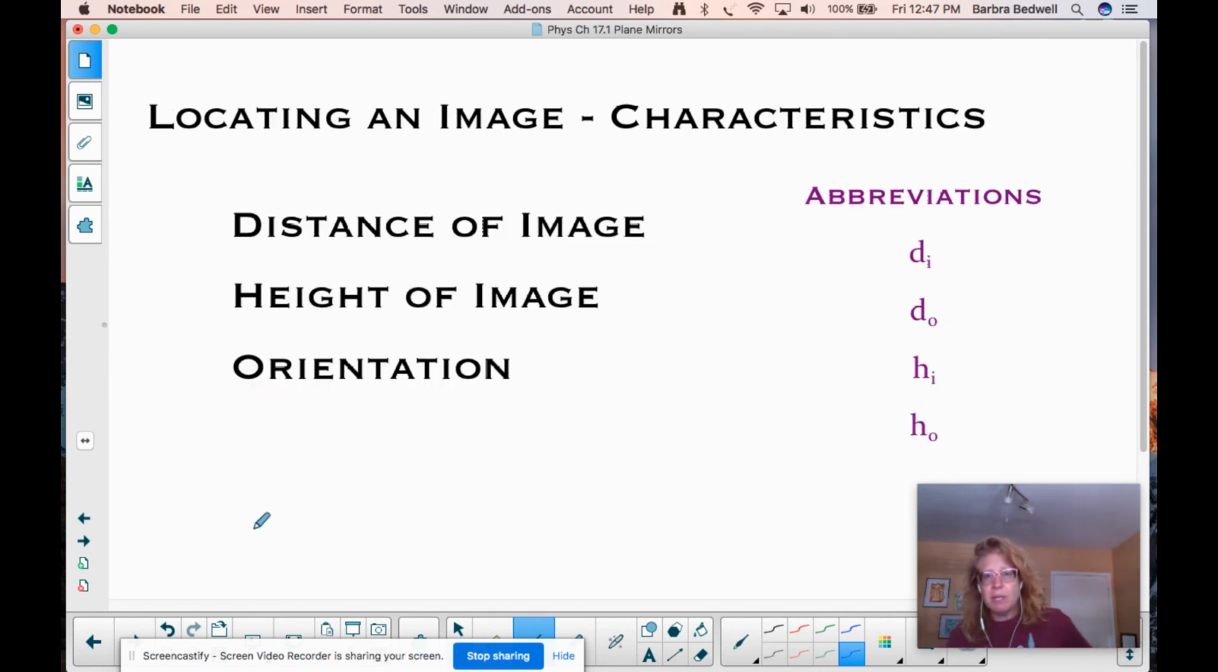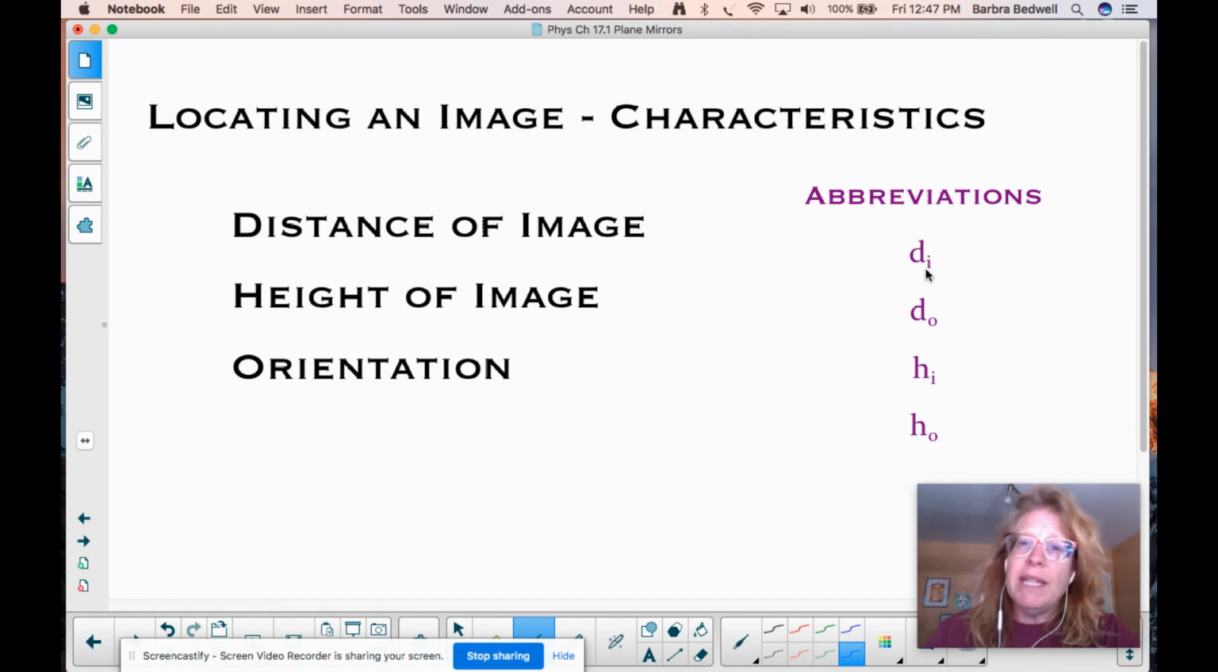Okay, last thing I want to mention is some sign conventions that we're going to talk about when we do these sorts of things. DIDO, HIHO. The distance of the image, height of the image, and the orientation of the image. Now, you've used mirrors before, so you know what this is. Typically, we use these sorts of abbreviations to represent this.